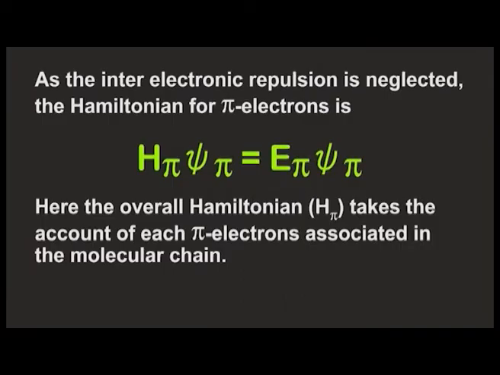As the inter-electronic repulsion is neglected, the Schrodinger equation for the pi electron is H psi equal to E psi. Here, the overall Hamiltonian takes into account each pi electron associated with the molecular chain. We are just introducing the background of free electron molecular orbital theory, and some terminology may become difficult for you. We will include that in a glossary at the end of the lecture. So as not to break the flow of the lecture, we are just continuing with those terms. Interested students can learn them from the glossary.